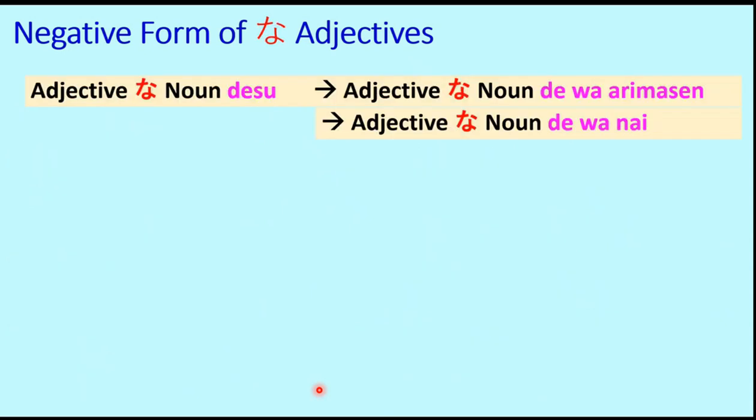Now let's look at the negative forms of na adjectives. So what's the rule? The positive form is adjective na noun desu, as we have seen in the recap section. In the negative form it becomes adjective na noun dewa arimasen. It's very simple. This we have already discussed before. And the informal version is dewa nai. So it's the same: arimasen, nai.